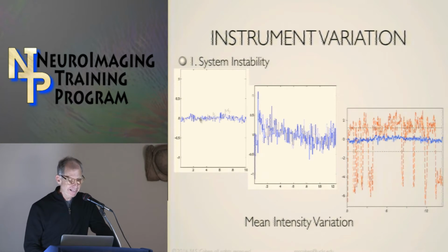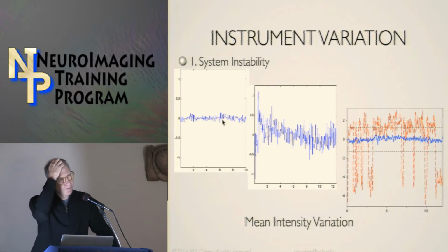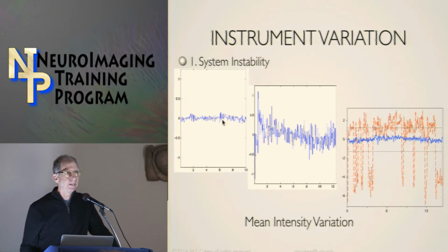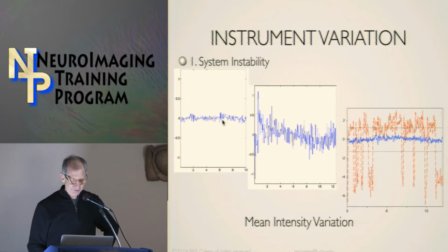We typically look at the peak-to-peak variation, and our nominal spec is about 0.2% peak-to-peak is what we'd like to see. Other scanners, this one happens to have been down the street from us, you can see that the peak-to-peak variations are approaching 1.5%. That's a bad day on a bad scanner.